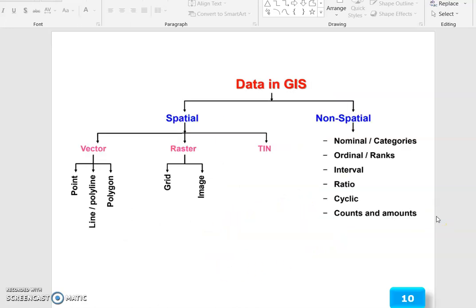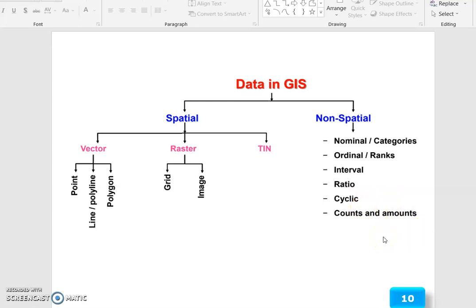Data in GIS: spatial and non-spatial. In the spatial, vector, raster, and then TIN. Under the vector, point, line or polyline, then polygon. Whereas raster is grid and images. The spatial third category is TIN. From non-spatial, the nominal are categories, ordinal or rank based, interval, ratio, cyclic, counts and amount.